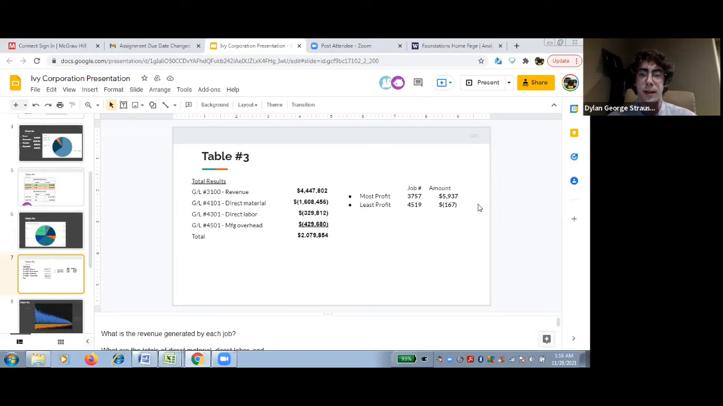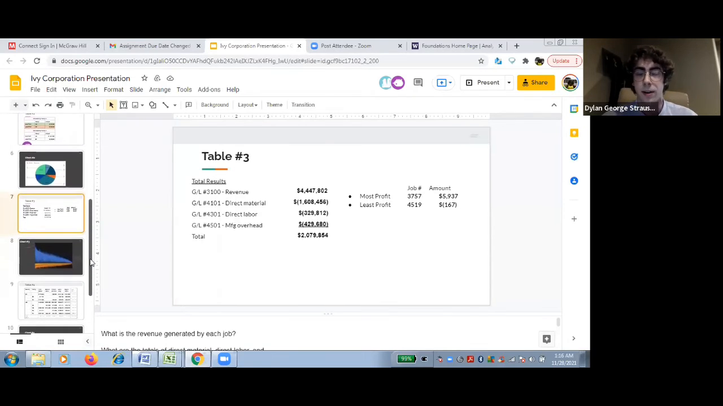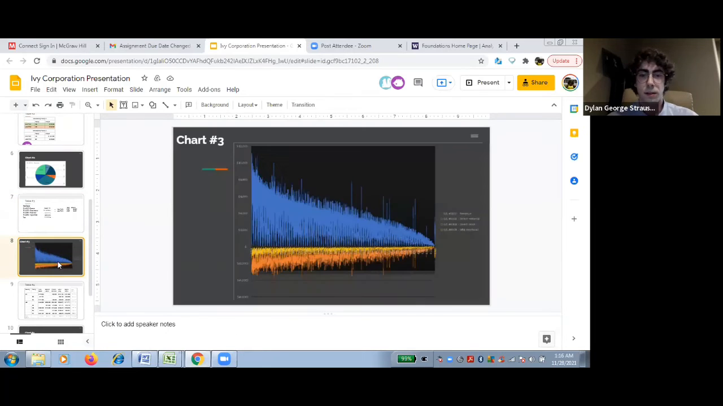Moving on to table number 3, Ivy Corporation's most profitable job was job number 3757, making $5,937. Its least profitable job was 4519, with negative $167. The total results being $2,079,854. This chart illustrates each job, every single one, and its profitability.